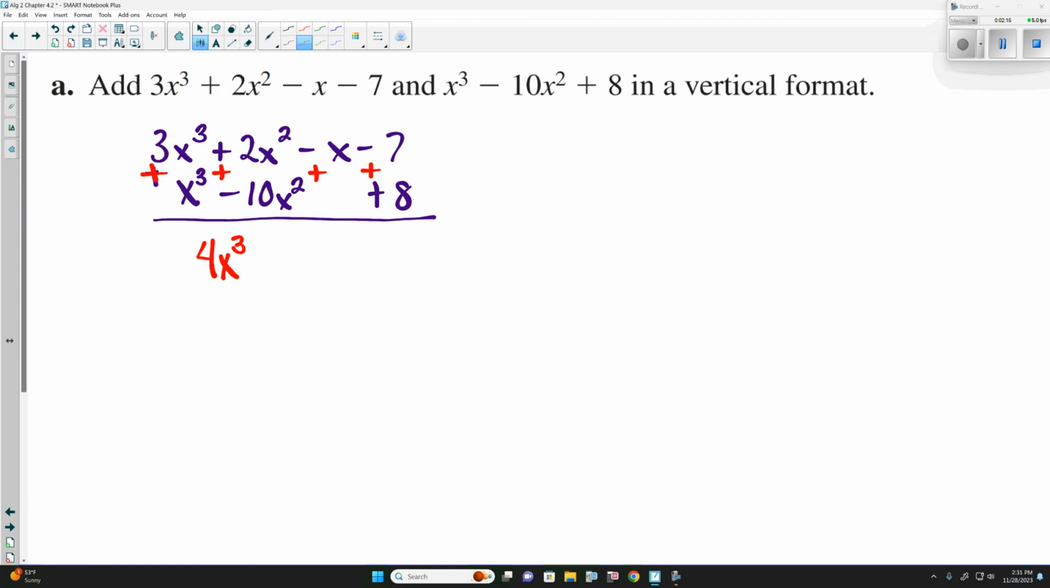Then we move on to the next one, 2x squared plus negative 10x squared. Or 2x squared minus 10x squared is negative 8x squared. Negative x plus, well, we don't have anything to add to it, so it just stays negative x. And our negative 7 plus 8 is plus 1. And that's it.